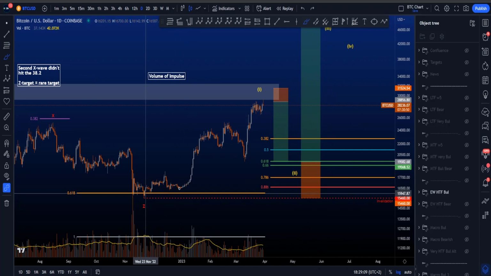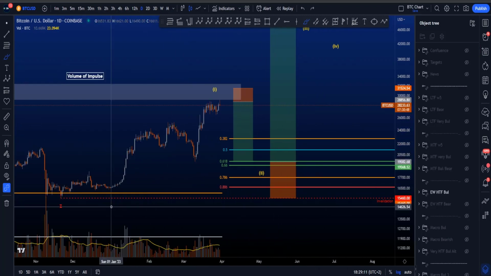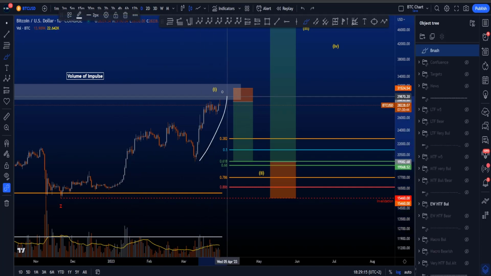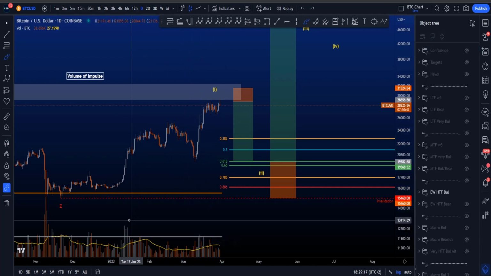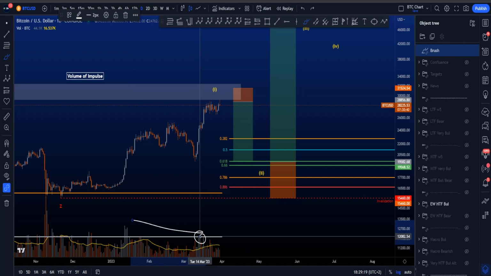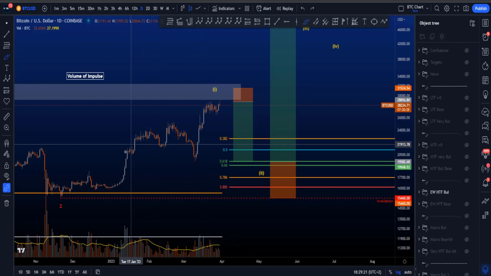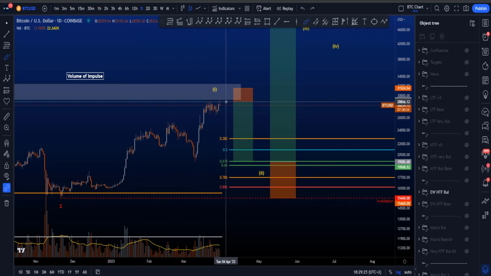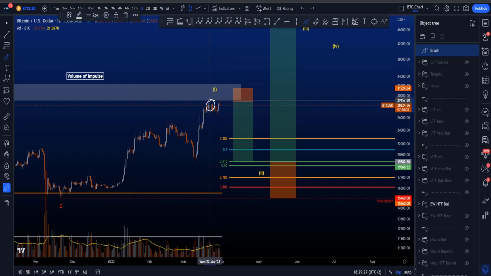If we look at the volume of this impulse, so far it's looking very good. Wave 3 over here has the highest amount of volume. And if this is a nice wave 5, then you can see we have less volume over here in this wave 5, which is exactly what you want to see between a wave 3 over here and a wave 5 over here. Now in this scenario, the high might already be in.